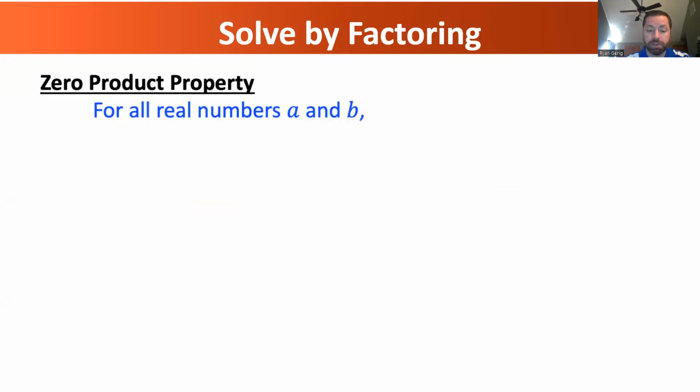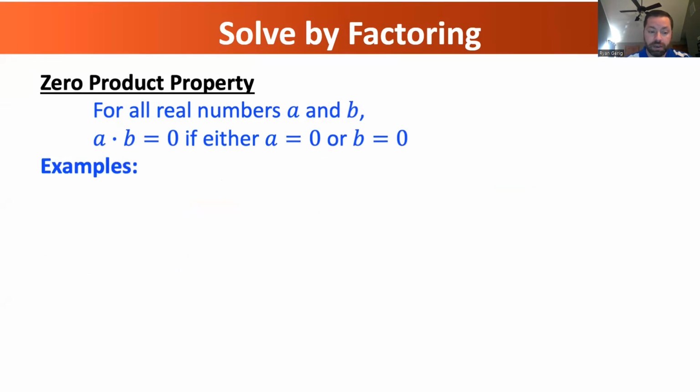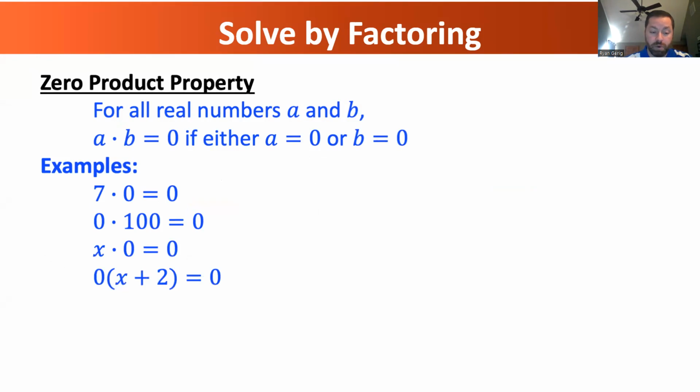It's for any two numbers, A and B. If I multiply two numbers and it equals zero, then either A equals zero or B equals zero. That should make sense if you think about it. If I know that I'm multiplying two numbers and one of them is zero, the answer is going to be zero. 0 times 100, 0. X times 0, 0. 0 times any quantity, so x plus 2, still 0.